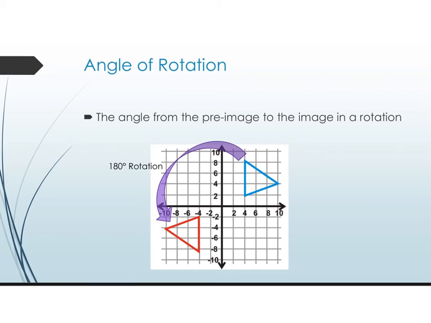In addition to the center, the point, you have to be given an angle of rotation. So the angle of rotation is the angle from the preimage to the image in a rotation. So 180 degrees takes it all the way around. 90 would have taken it to here. And you can go 360 and come all the way back around, and the preimage and the image would be the same. I might do that to you. It could happen. You want to make sure in labels we do it, A to A prime, and so on and so forth. But right now we're just talking about the angle of rotation.